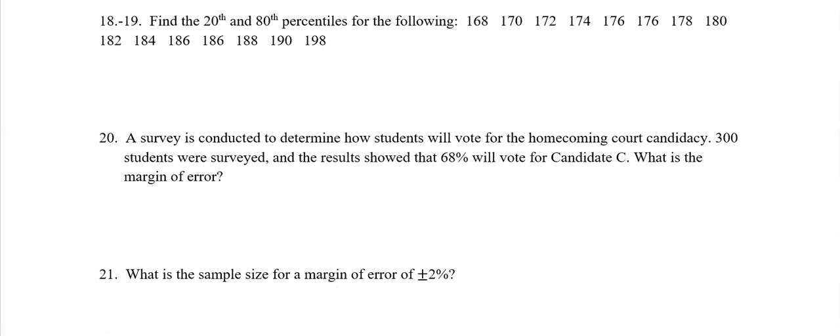Okay, moving on to numbers 18 and 19. To find the numbers at any particular percentile, you first need to know how many terms are in your data. And so if you count these terms up, you should get 15. We have a total of 15 numbers. So to find the one that's at the 20th percentile, I'm going to multiply 15 times 0.20. It's 20% as a decimal. Well, 15 times 0.2 is 3.